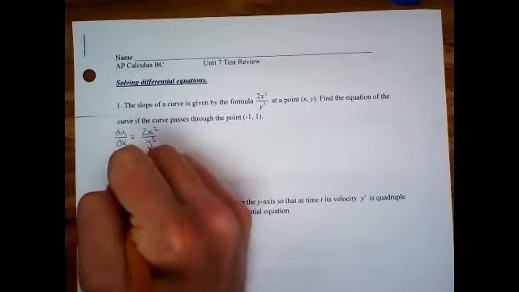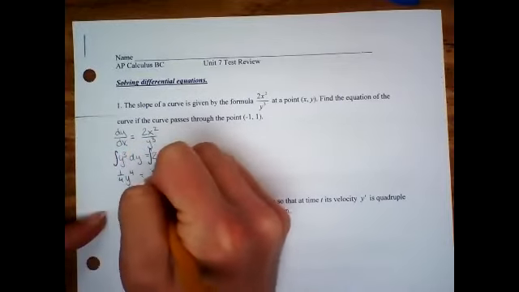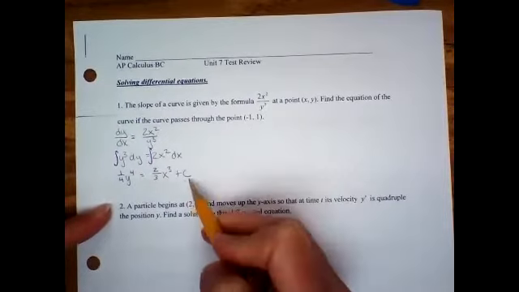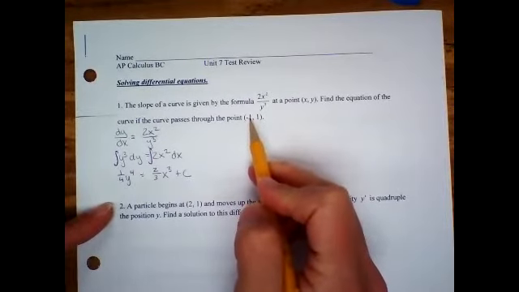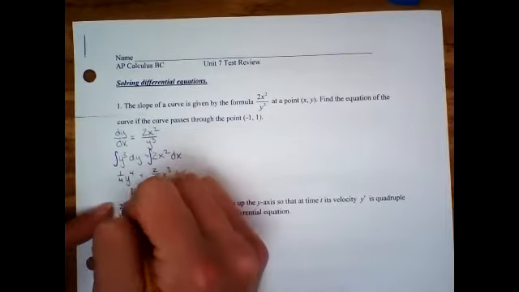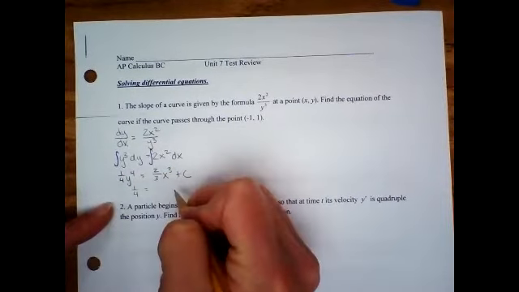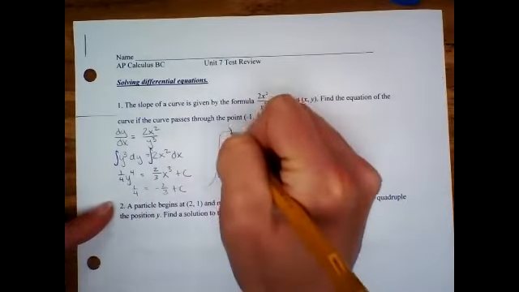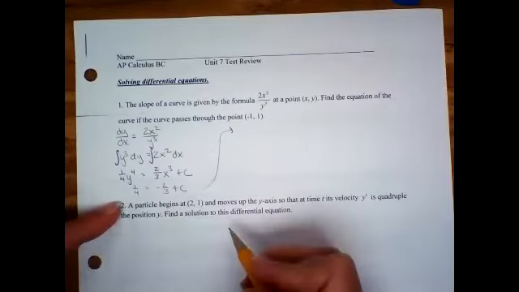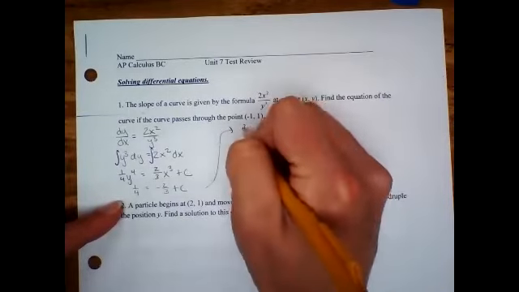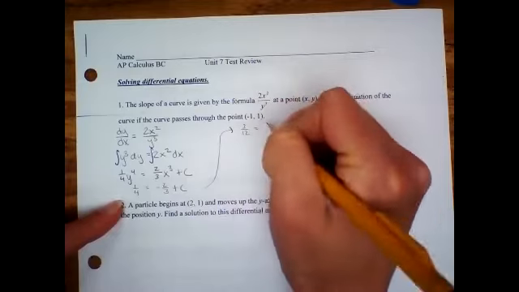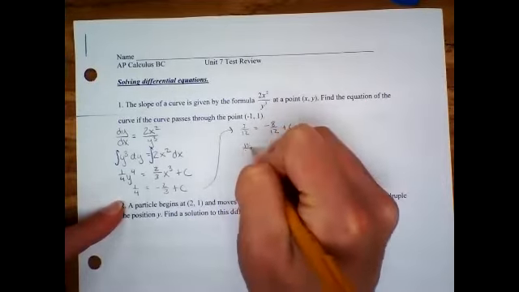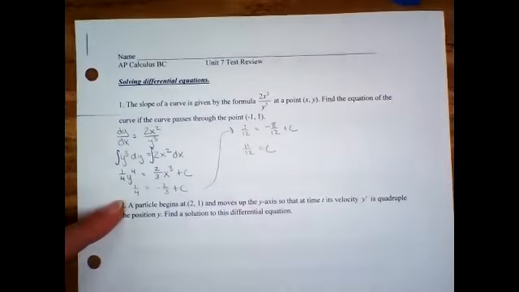So this will be 1/4 y to the 4th. And then this will be 2/3 x cubed plus c. And then we need to find c, so we're going to plug in our initial condition. So -1 for x, +1 for y. And so that'll give us 1/4 equals -2/3 plus c. And I'm going to need to add the 2/3 over. So our common denominator would be 12ths. This would be 3/12 equals -8/12 plus c. Add that over, and we're going to get that c is 11/12.